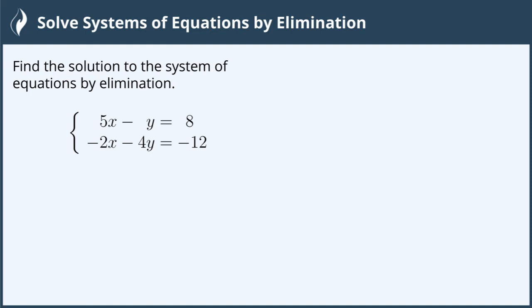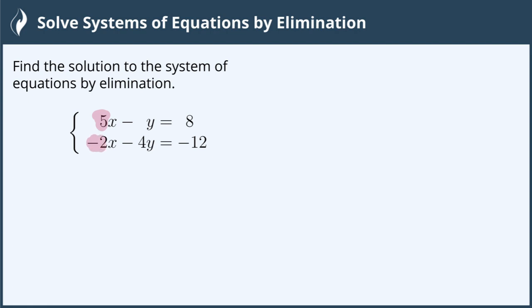In this video, we're going to find the solution to the given system of equations by elimination. To do that, we need to make it where the coefficients of one of our letters match but have opposite signs. So one should be positive and one should be negative. So let's start by looking at our x's.